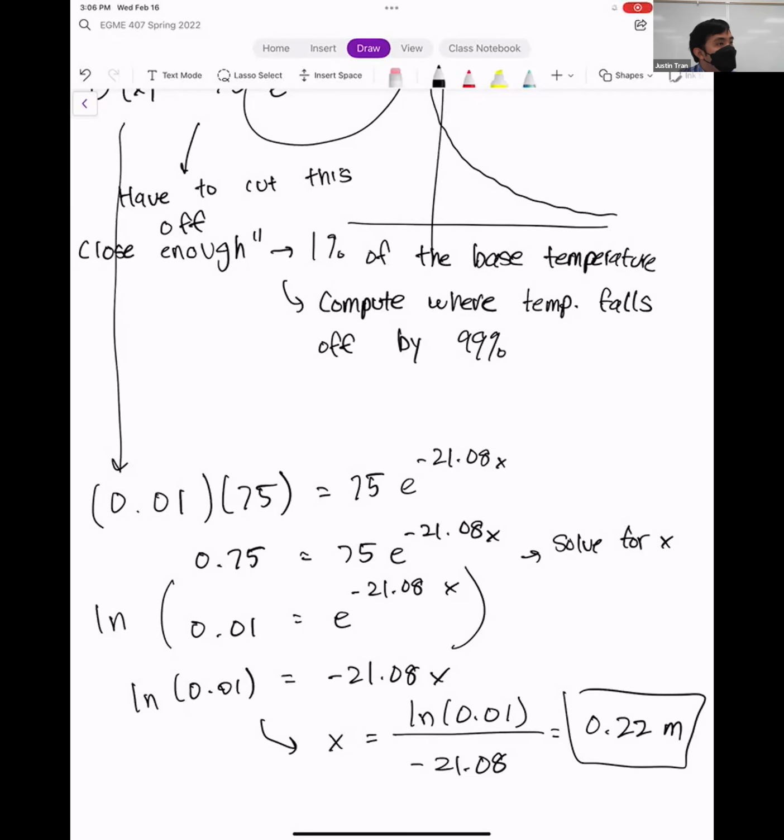Is the base temperature theta B or T? So the base temperature in this case is theta B, because we're solving everything in terms of theta. And so I think the actual base temperature here was 100 degrees C, and then the fluid temperature was 25 degrees C. And so the base excess temperature was 75.